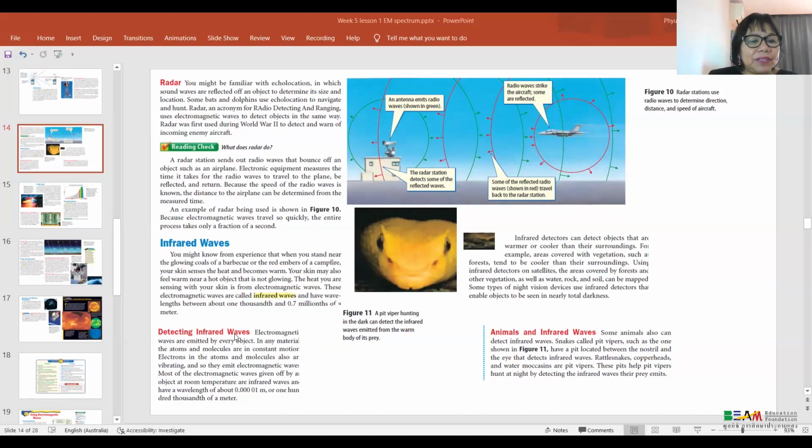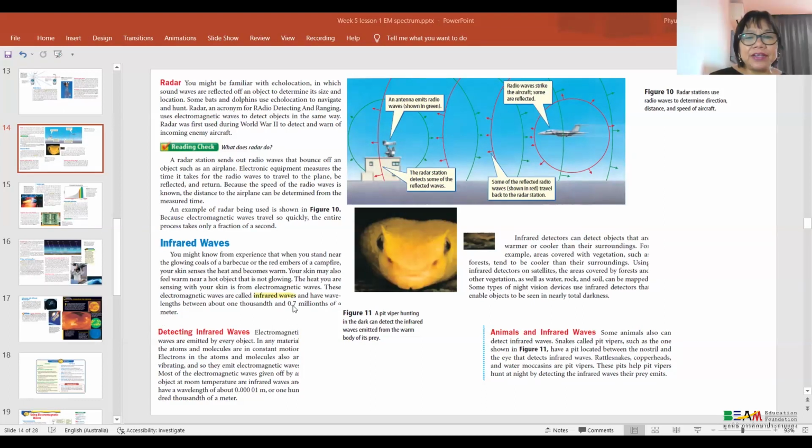Detecting infrared waves: in this paragraph, electromagnetic waves are emitted by every object. That means every object, including us, right? So our bodies are also emitting EM waves, yes or no? Yes, but what part of the EM wave is our body emitting? Gamma, X-rays, or UV? Infrared. Only infrared.